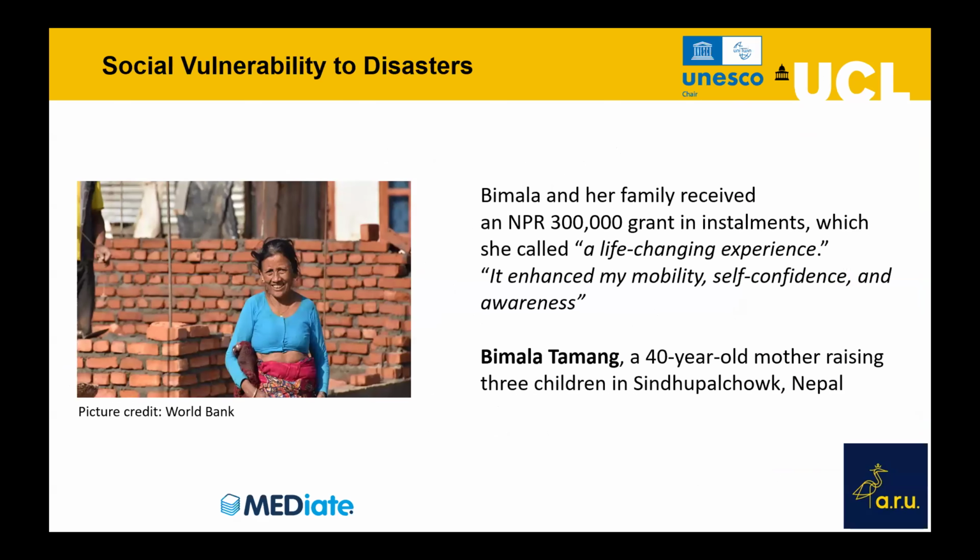The next story is Bimala's story. Bimala is a 40-year-old woman. She lost her house to the 2015 Nepal earthquake, which we all probably have read a lot about. She has received 300,000 Nepalese rupees to rebuild her house. 300,000 Nepalese rupees is equivalent to about 1,700 sterling pounds, or about 2,100 euros. So for someone who is well off, it is not unaffordable. But you can see from Bimala's conversations, it is a life-changing experience for Bimala to rebuild her house, which she would not be able to do otherwise.